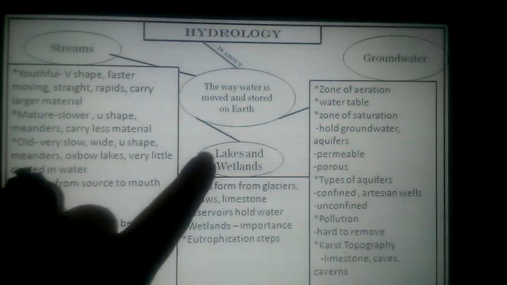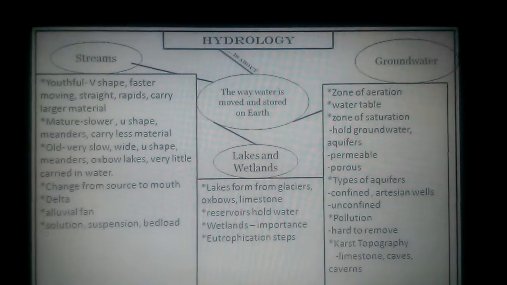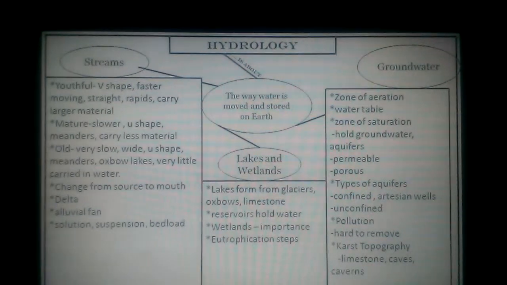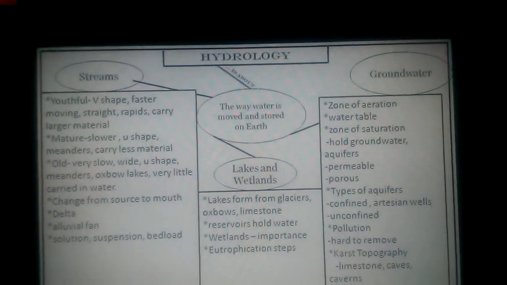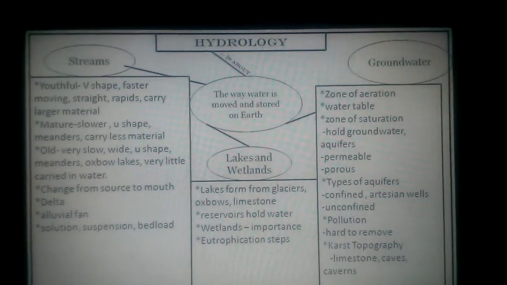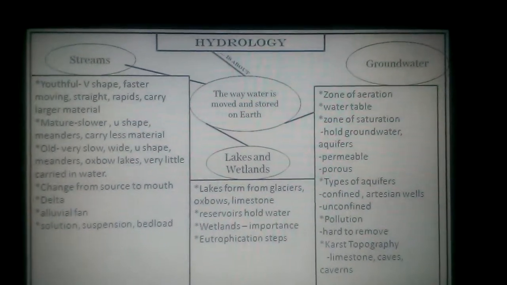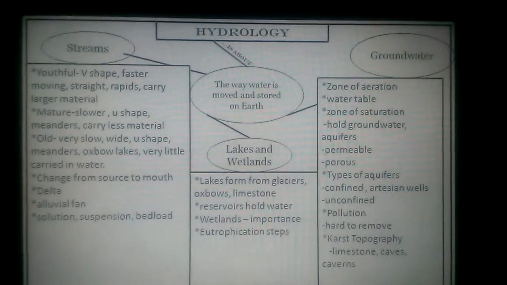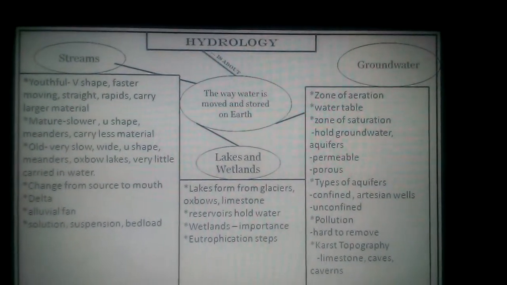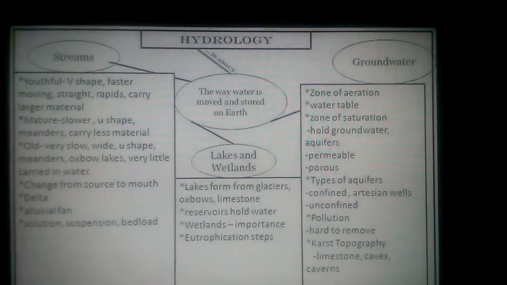Now, lakes and wetlands. The big thing to keep in mind would be that lakes form from glaciers, oxbow lakes, limestone. They can be ancient oceans that have actually been reduced to just a lake as water levels have changed over time. We can make lakes like reservoirs that hold water for human use and things like that as well. And then you also want to keep in mind wetlands and how important they are. Our school was built on a wetland, which is why we have the unique design that allowed for most of the wetlands to be preserved, and so that we can study them in class.